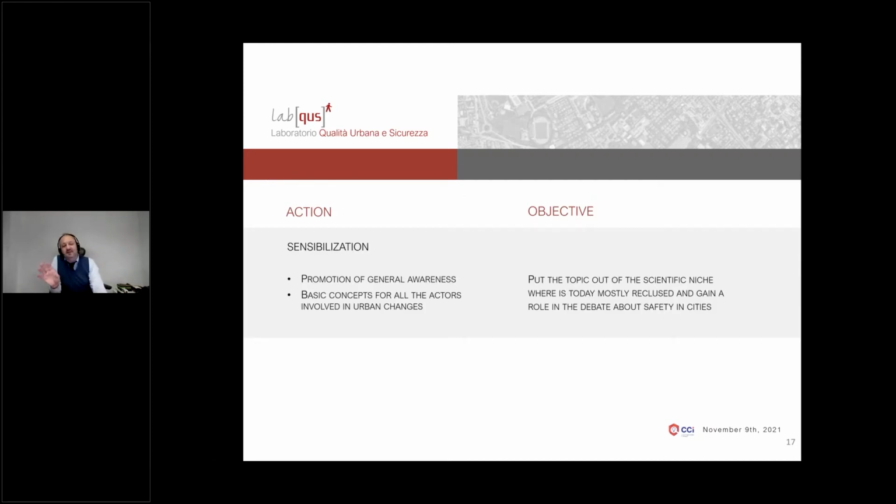The first one is that we need more sensibilization. We have to promote the awareness that how we design space is a critical aspect of the future security and perception of security of the citizens. So the basic concepts should be clear for all the actors involved in the urban changes. Currently, as experts of design for security, we are really only a few persons in Europe, and we continuously meet in the same places, and we have to go out of this ivory tower and make this culture common.